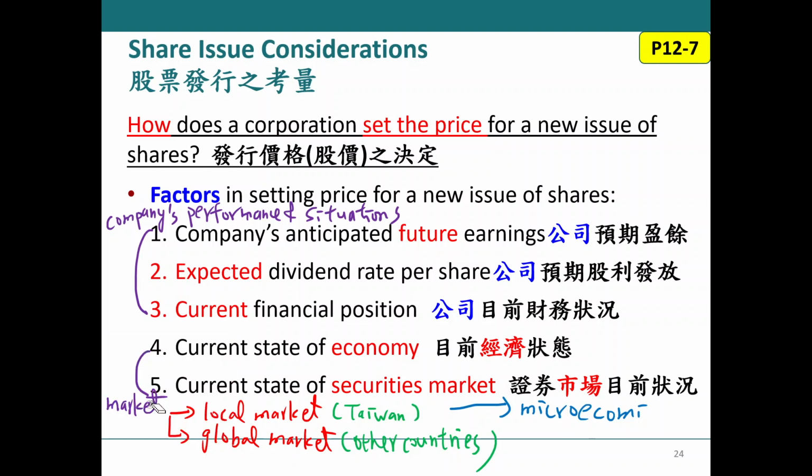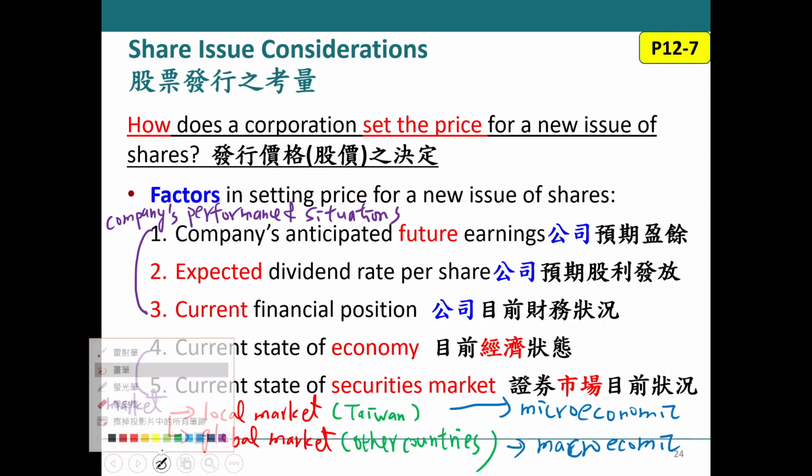Microeconomics, 个体经济学, or the global market is macroeconomics. Economics.